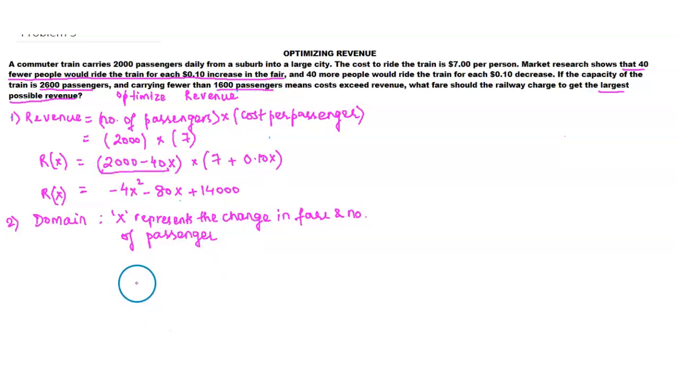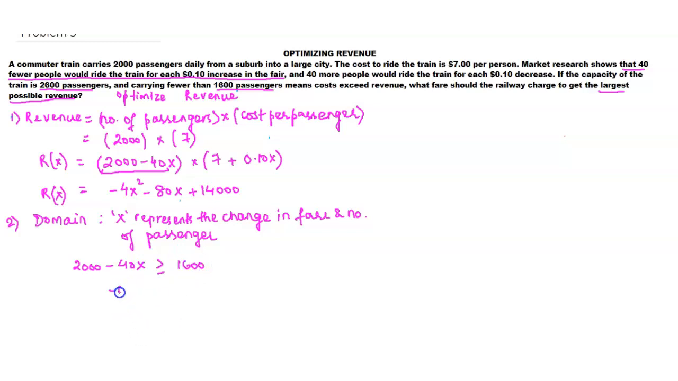All we have to do is make sure that this passenger bracket is always greater than 1,600 for this equation to keep working, or this passenger bracket should always be less than 2,600 passengers for this equation to keep working. So we'll take both conditions one by one. Let's keep 2000 minus 40x first greater than or equal to 1600.